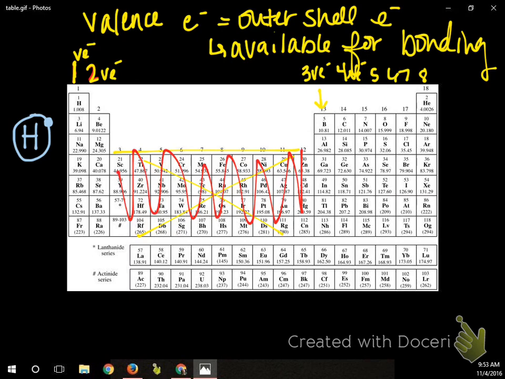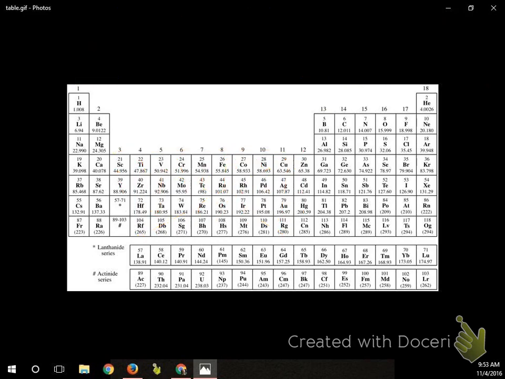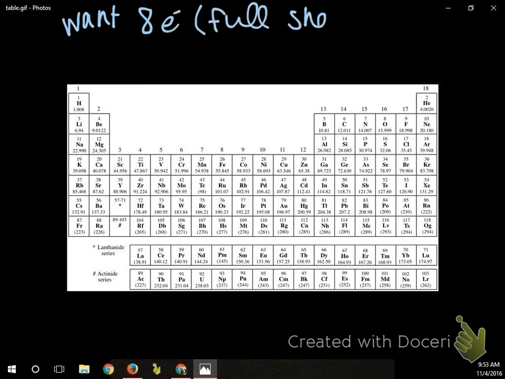They want 8 electrons. All atoms want 8 electrons, or what they want is a full shell. In order for them to feel happy and complete, they want 8 electrons, or a full inner shell. That's what they want.